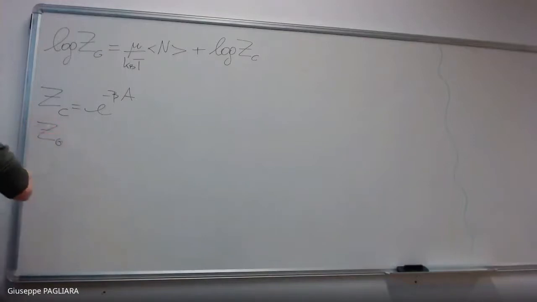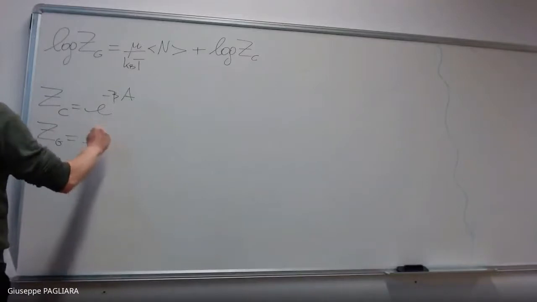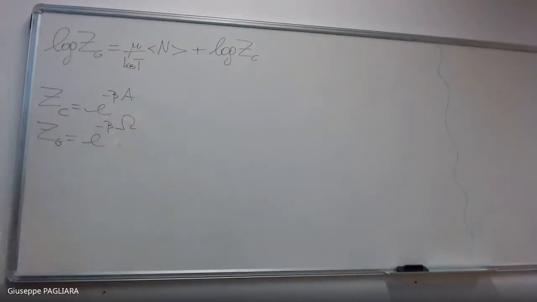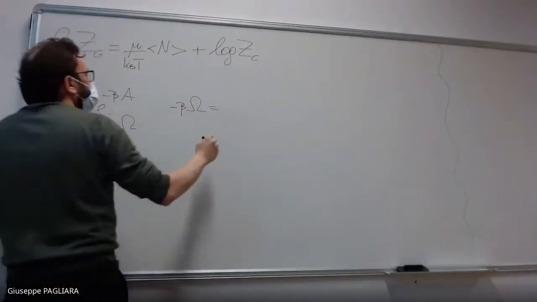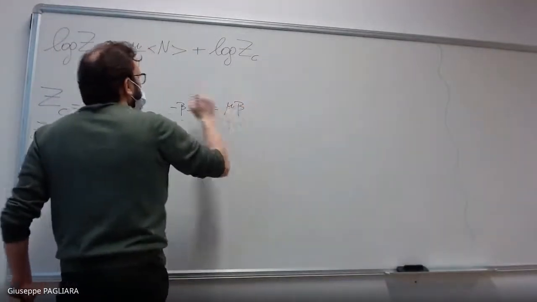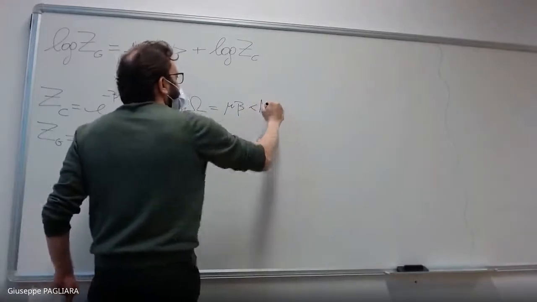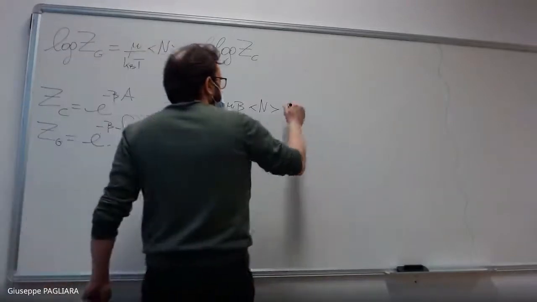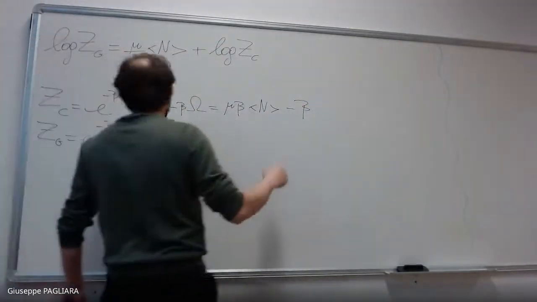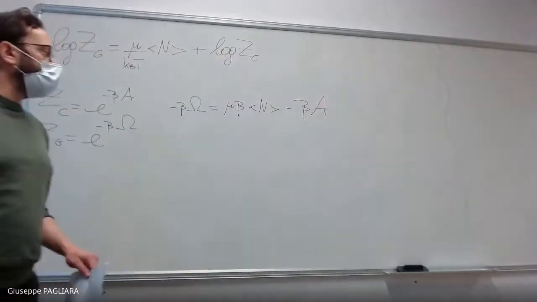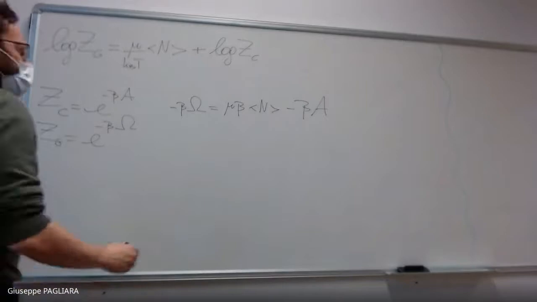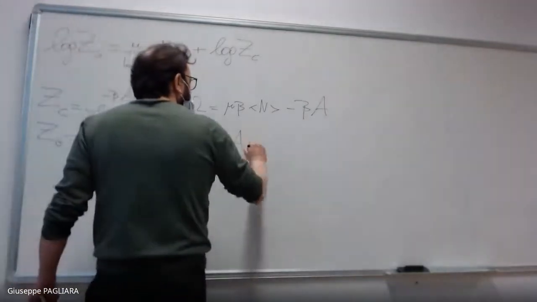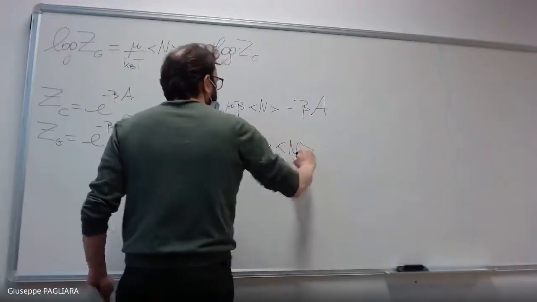And the grand canonical partition function was e to the minus beta, the grand potential. So when I do this, I get that minus beta omega here is equal to mu beta, if you want, 1 over kBT is just beta, the average number of particles, which is n, minus beta A, which is the free energy. Okay, so I can remove this minus and this beta, and omega now is equal to A minus mu times the average n.